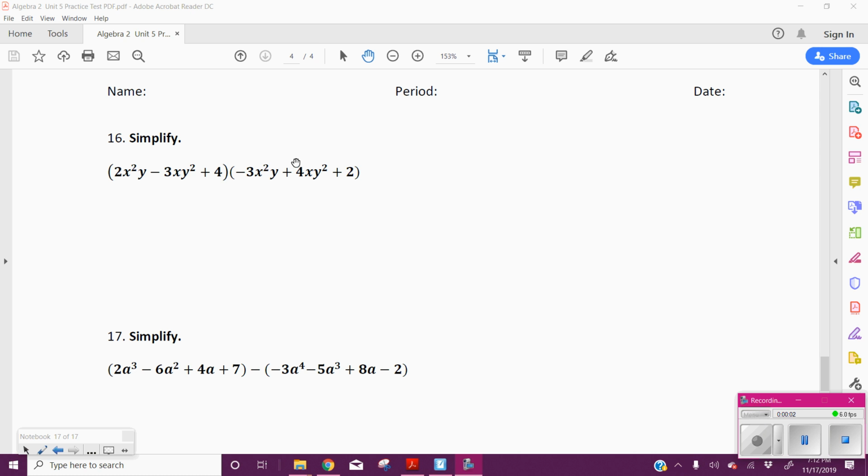Number 16 wants us to simplify. We have two sets of parentheses with nothing in between them, and we remember when nothing's in between, that means to multiply. So I'm going to set up a box. Since this is 3 terms and this is 3 terms, I need a 3 by 3 box.